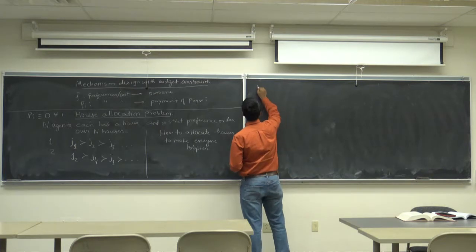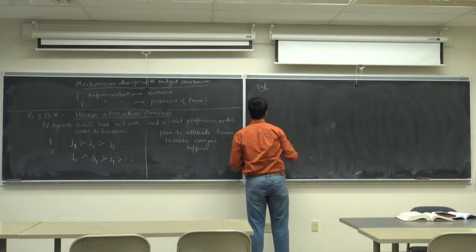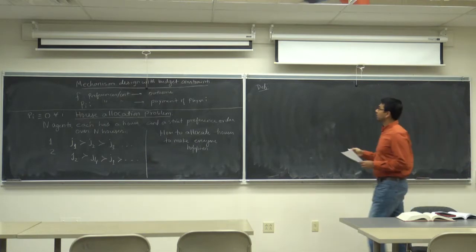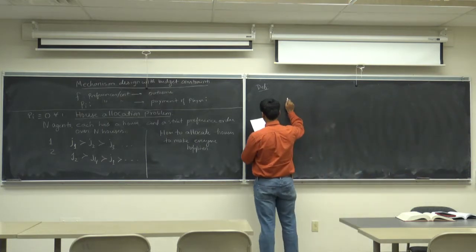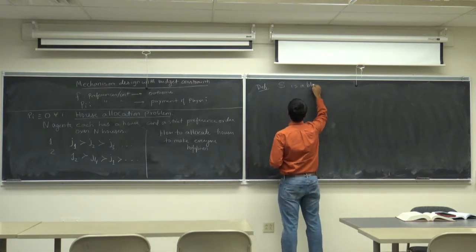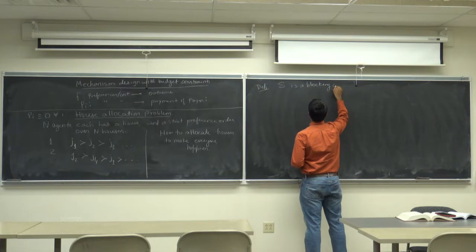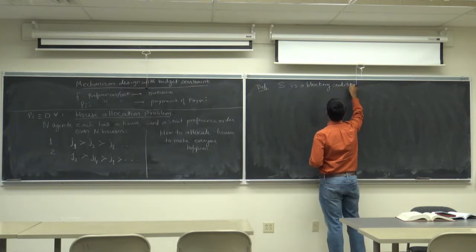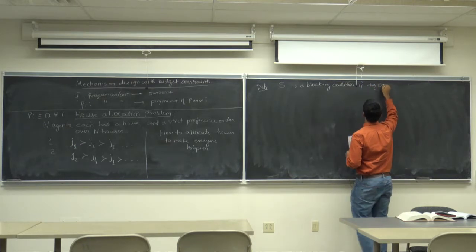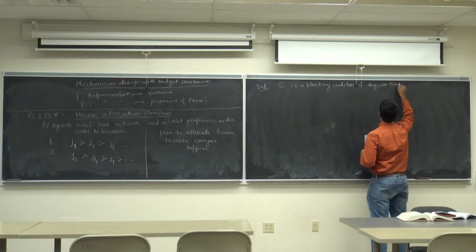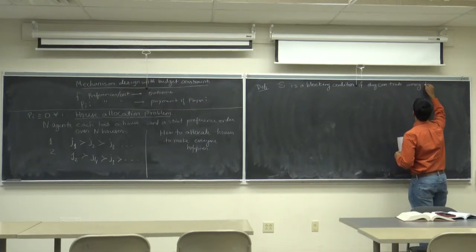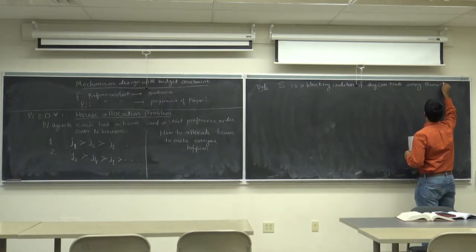So let's define some things. We say that S is a blocking coalition if they can trade among themselves.